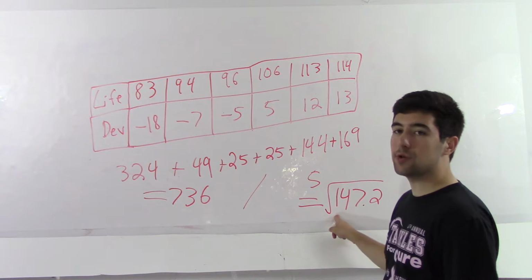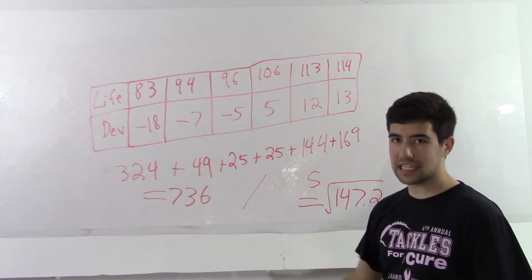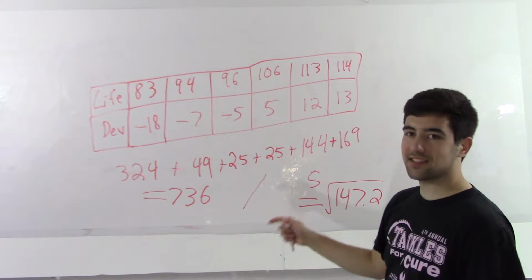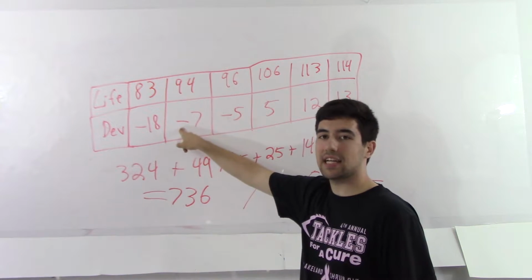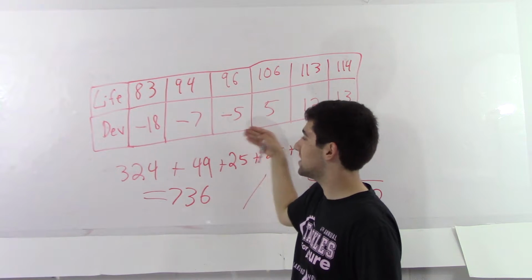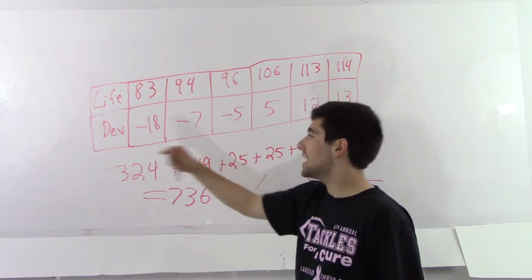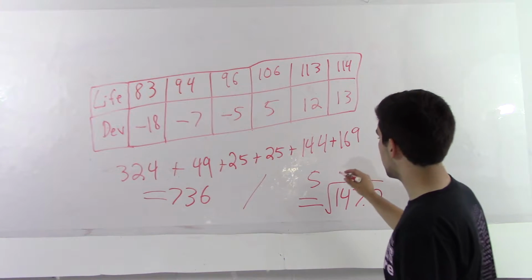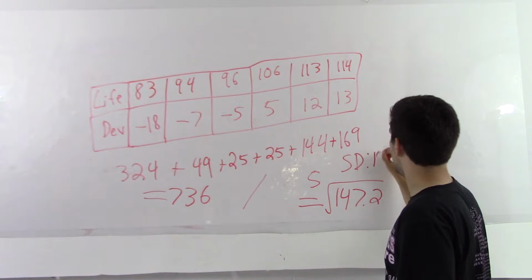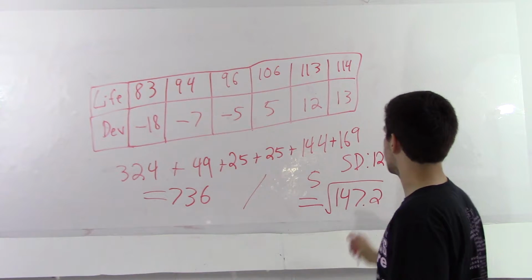Now, with this square root, you don't have to take the positive and the negative number because we're trying to see the deviation as you go left or right. Now, even though there is a minus sign here, it's really just telling us that this deviation is to the left of the mean, not that it's negative. So when we find the square root, we find that our standard deviation is 12.13.